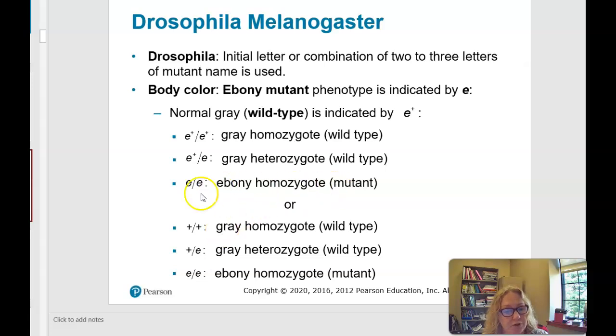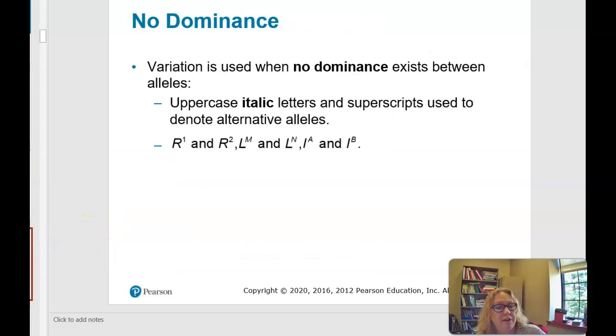Phenotypically it has the ebony phenotype. You can do it without the e's and just put the pluses in the e's. You'll see that both ways. Codominance notation is used when no dominance exists between the alleles. So this is AB. A is not dominant to B. They just both express. You have both the antigens for A and B. This would be uppercase italic letters and superscripts used to denote alternative alleles.